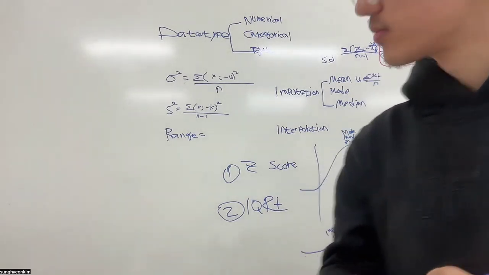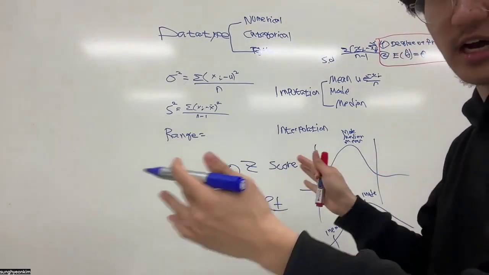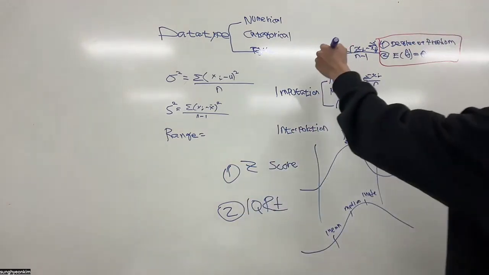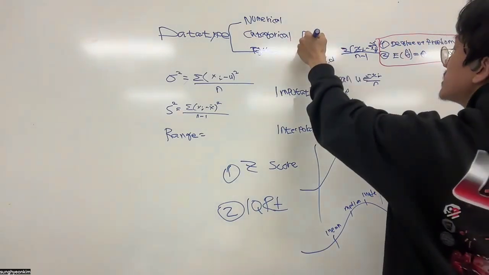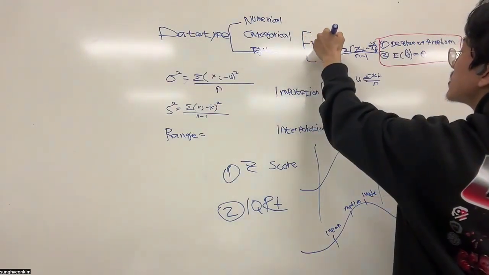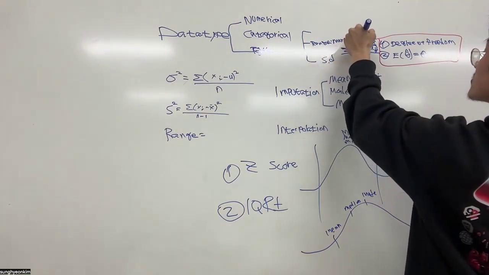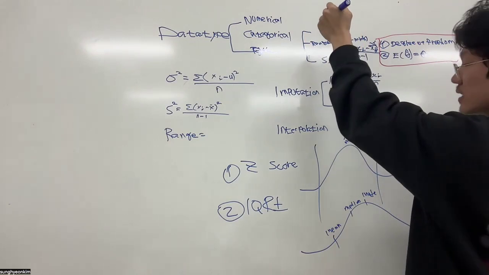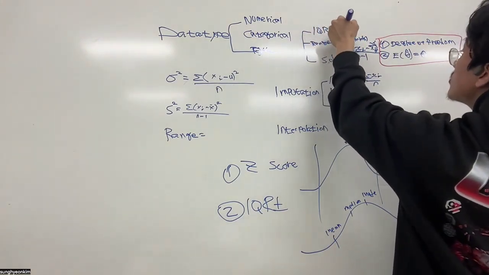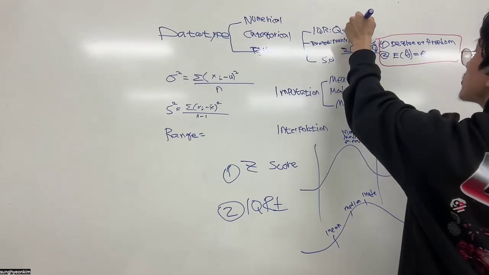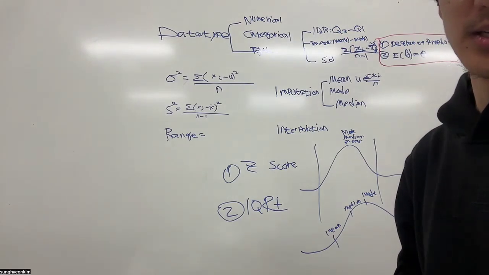For the spread, we can use standard deviation, but we can also use range, max x minus min x, or IQR, which is the third quartile minus the first quartile.